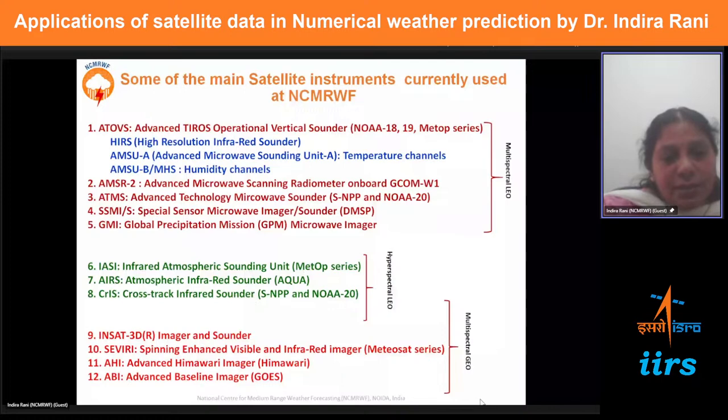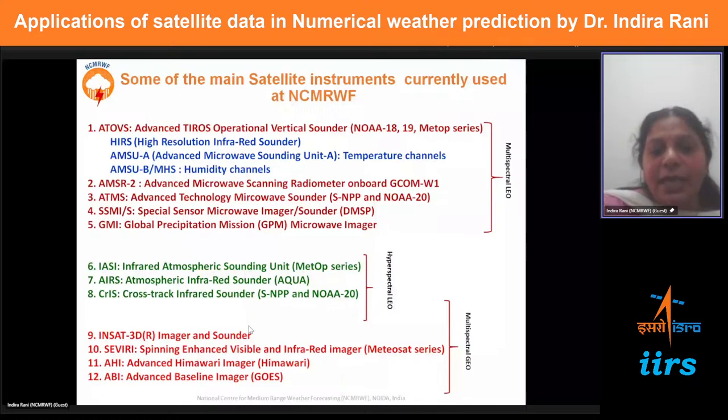So then INSAT geostationary multispectral, we are operationally using INSAT-3D and 3DR imager and sounder. So INSAT-3D and 3DR both have an imager and sounder, a 6-channel imager and 19-channel sounder. Quite some time back, the INSAT-3D sounder stopped working. But right now we are using INSAT-3D imager and INSAT-3DR imager and sounder radiances in our assimilation system.